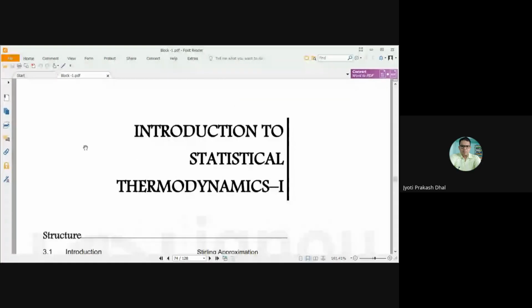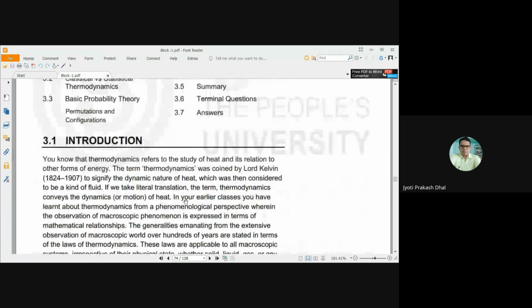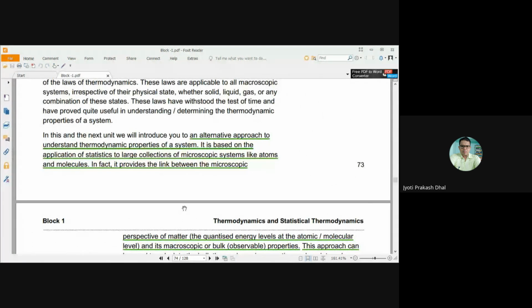Okay, so today we will start the statistical thermodynamics. Here the statistical thermodynamics is divided into two parts in your syllabus. The first one is introduction to statistical thermodynamics. So today we will discuss the introduction part.